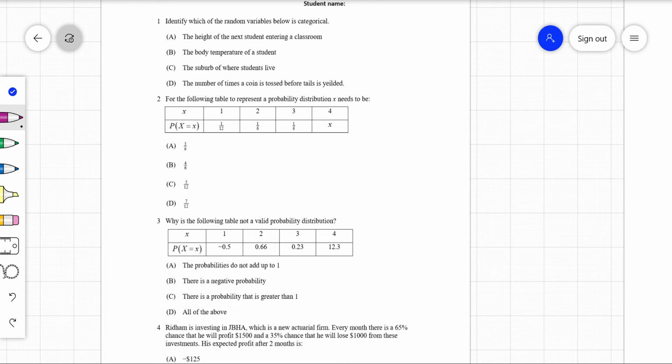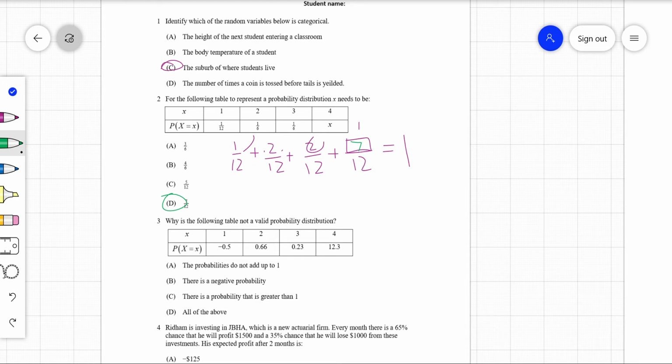All right, question 2. For the following table to represent a probability distribution, x needs to be such that all these probabilities add to 1. So we've got 1/12, we've got 1/6, which I'll make 2/12, and then we've got something over 12 here, and it's going to add to 1. So we've got 1, 2, 3, 4, 5. I can see the missing link is 7. I need 7 on 12 in order to add to 1. So that'll be D. That's how I do my working.